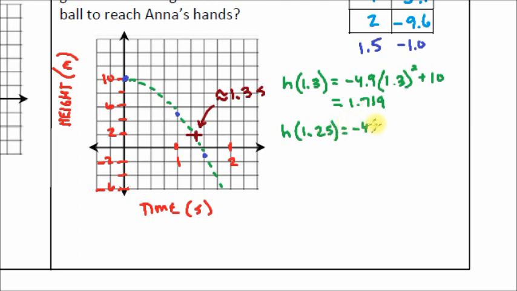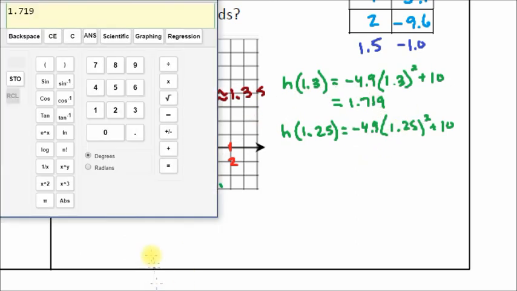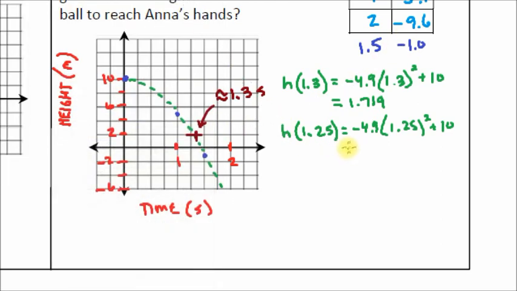So I'm going to put in negative 4.9 times 1.25 squared plus 10. Let's see if we get closer to 2 meters above the ground. I might have said feet before, so 2 meters above the ground. Alright, let's plug it in. So again, we've got negative 4.9 times 1.25 squared plus 10, 2.34. So at this value, we're at 2.34. So now we haven't quite fallen long enough.